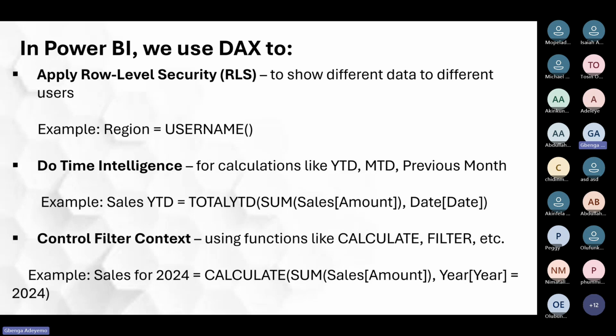Now we also use DAX in Power BI to apply what we call row-level security, a very important and interesting topic in Power BI. If we want to create row-level security, we also use DAX to apply it. For example, you say region equals username, or USERPRINCIPALNAME. We are still going to get there. We are still going to get to row-level security maybe before the end of this Power BI mentorship class.